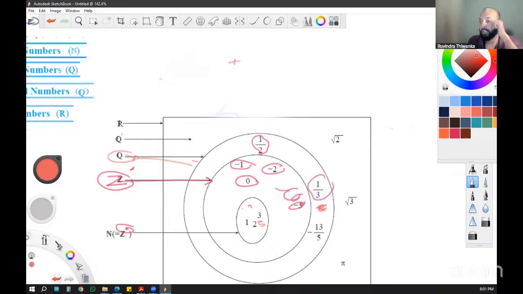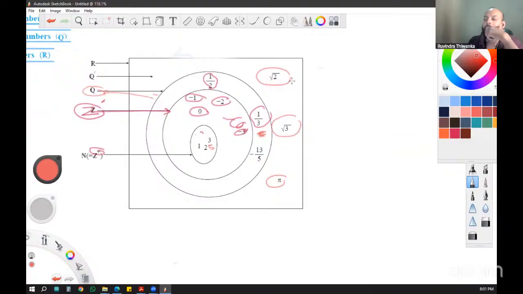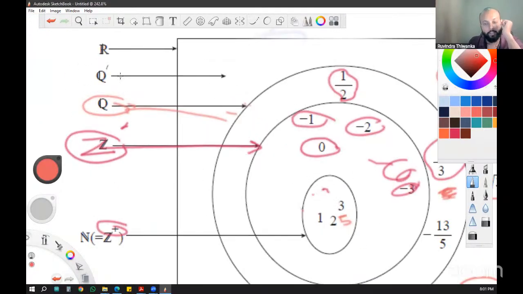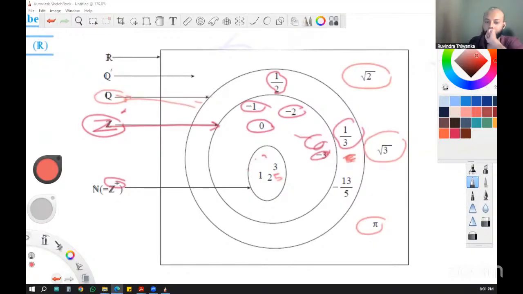Those numbers that have infinite decimals, that means they are not repeating. They do not have a pattern. They keep going on. In that case, we call those irrational numbers, and we write them as Q complement. All these things belong to the real number set, right?